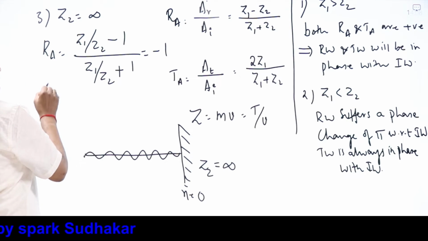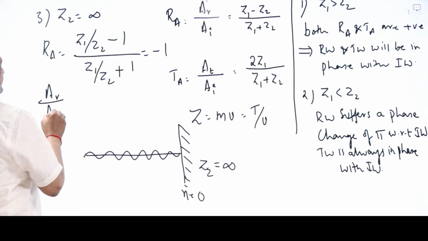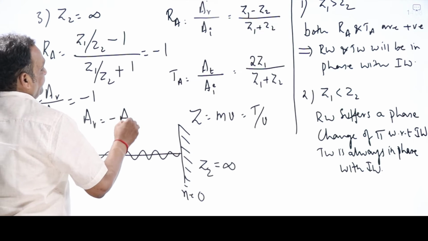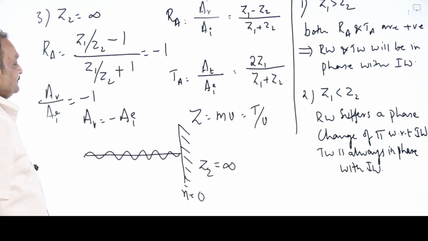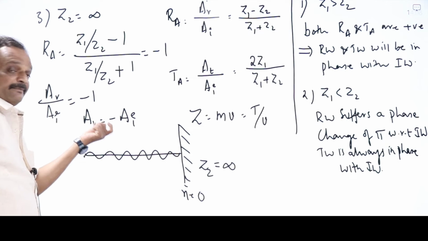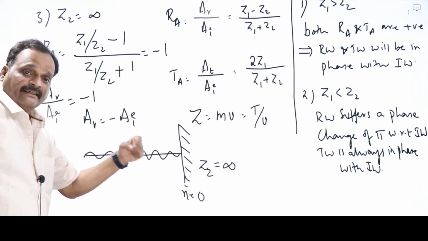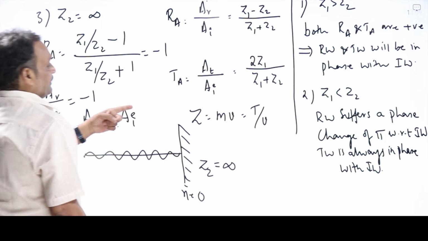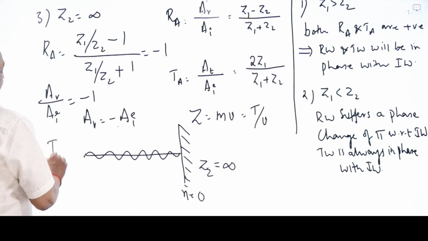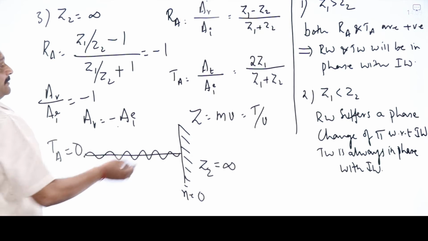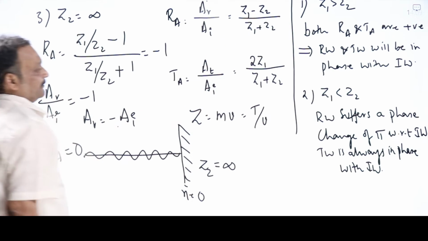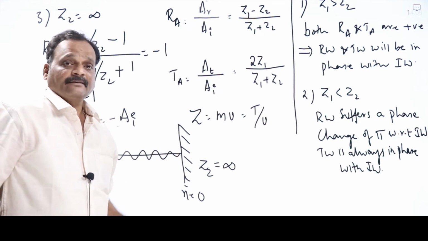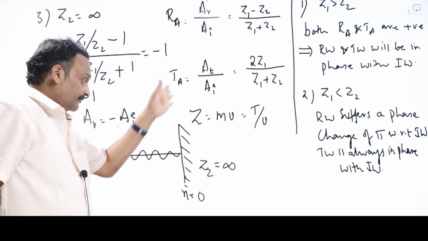That is, AR by AI is equal to minus 1, which means AR equal to minus AI, so the entire wave gets reflected. Only thing is the reflected wave will suffer because of this minus sign. The reflected wave suffers a phase change of 180 degrees or pi with respect to the incident wave. The transmitted wave will be equal to 0, that is, TA equal to 0 since Z2 equal to infinity. No transmitted wave at all. This is the extreme case of the second case, Z1 less than Z2, but Z2 is infinity.